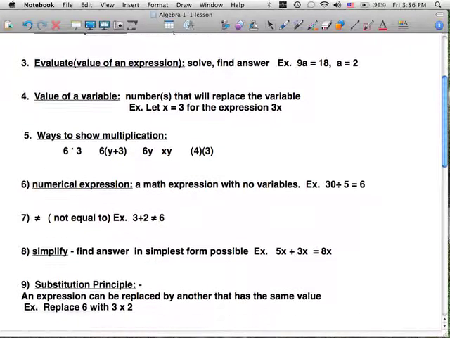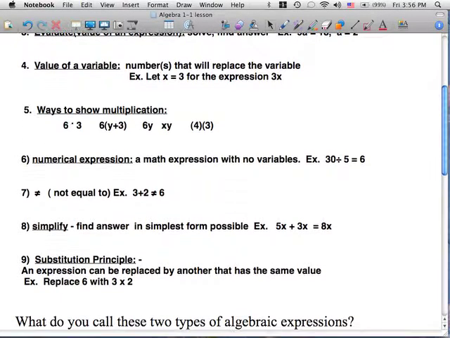A numerical expression is a math expression that does not have any variables. For example, the expression 30 divided by 5 equals 6 is a numerical expression. Numerical expressions, if they are equations, can be evaluated as true or false. In this case 30 divided by 5 is 6, and 6 does equal 6, so that's a true statement.